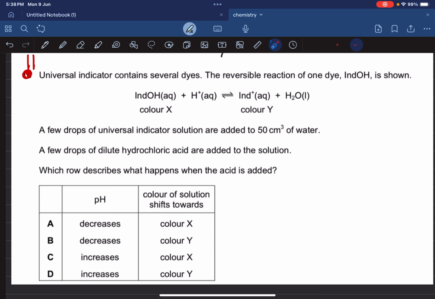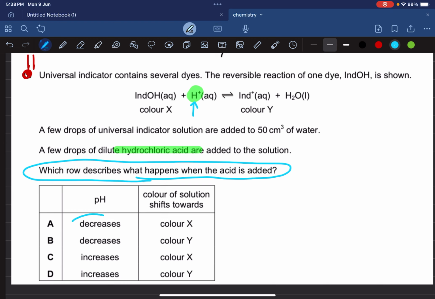What do you guys think? What happens when the acid is added? This question is really tricky. You're adding an acid, and when you add acid, what are you increasing? You're increasing H plus ions. When you're adding H plus ions, you're going to think that the pH is going to decrease. Which row describes what happens when the acid is added? pH decreases because acid is added, so pH is going to lower.